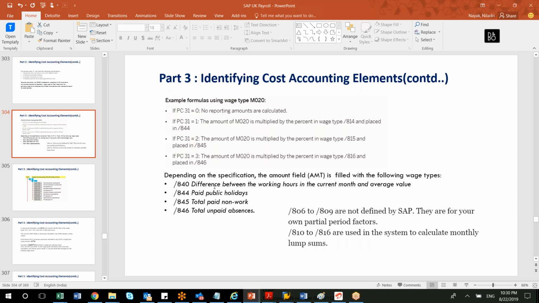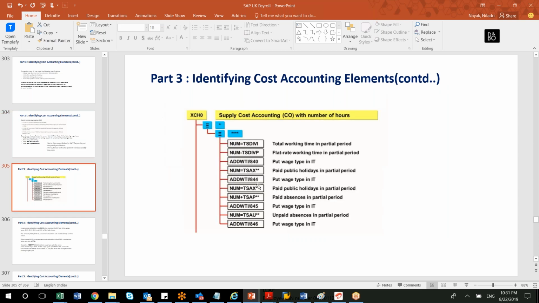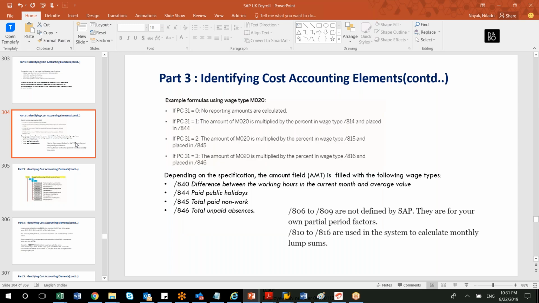After doing that calculation, it will add that particular value. Suppose in any scenario in case of /844, which is about the paid public holidays, if you have any paid public holidays for that particular month, then the system will consider that. Otherwise, the system will just read and leave it.